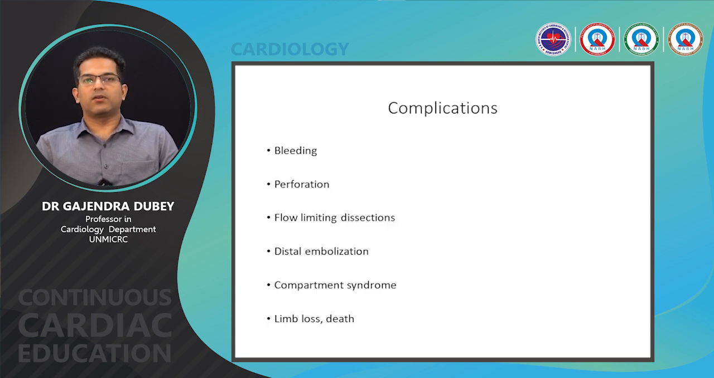So what are the complications of BTK interventions? Complications associated are generally bleeding or perforation of the tibial vessels, which can be managed with either internal or external compression. There can be flow limiting dissections or distal embolization with distal no reflow, which can lead to worsening of critical limb ischemia, or in rare cases need for amputation also. And if perforations are not detected, they can lead to compartment syndrome in the lower limb, and ultimately the most feared complications like limb loss or death can also occur. So one should be very careful in these procedures, and complications should be avoided to the extent possible.